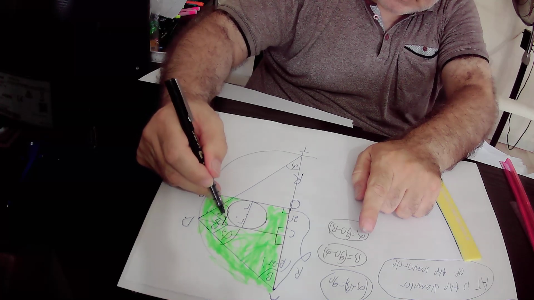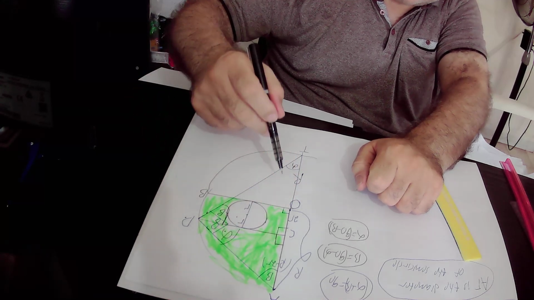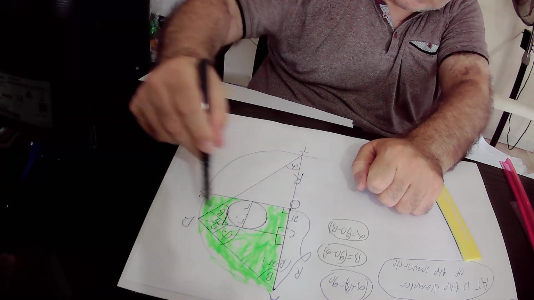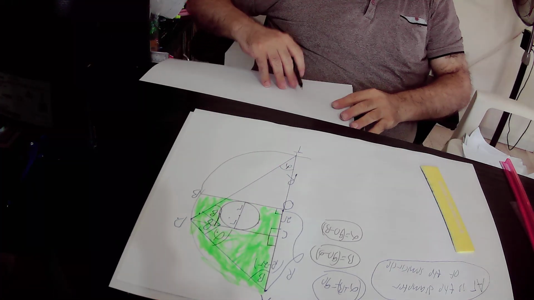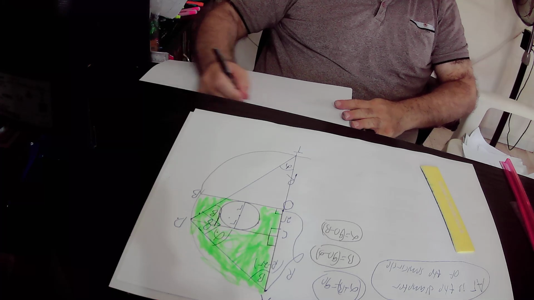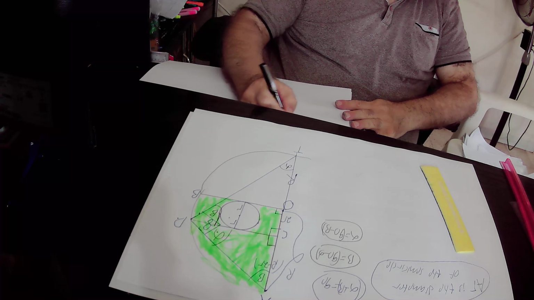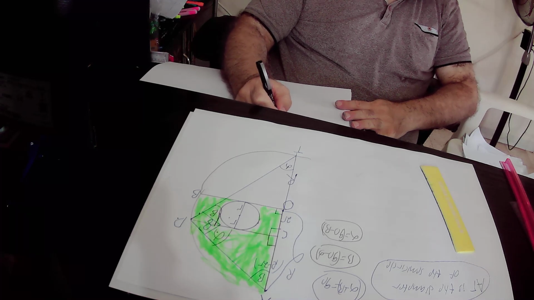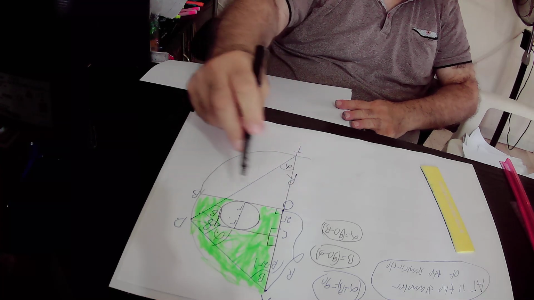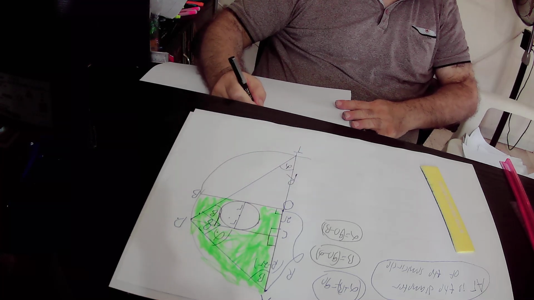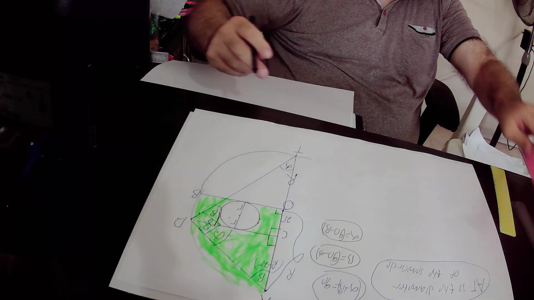In the next step, we will prove that the right green triangle, triangle ACD, is similar to the right green triangle, triangle CDT. So why are those two right triangles similar to each other?